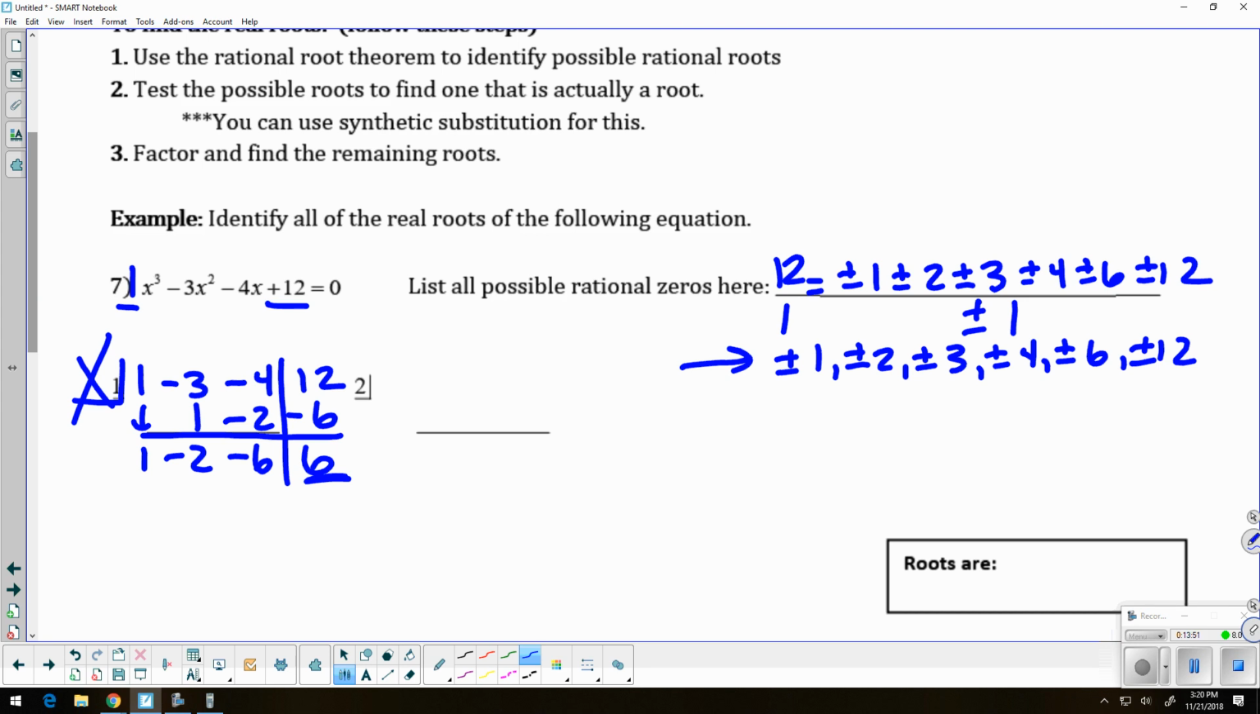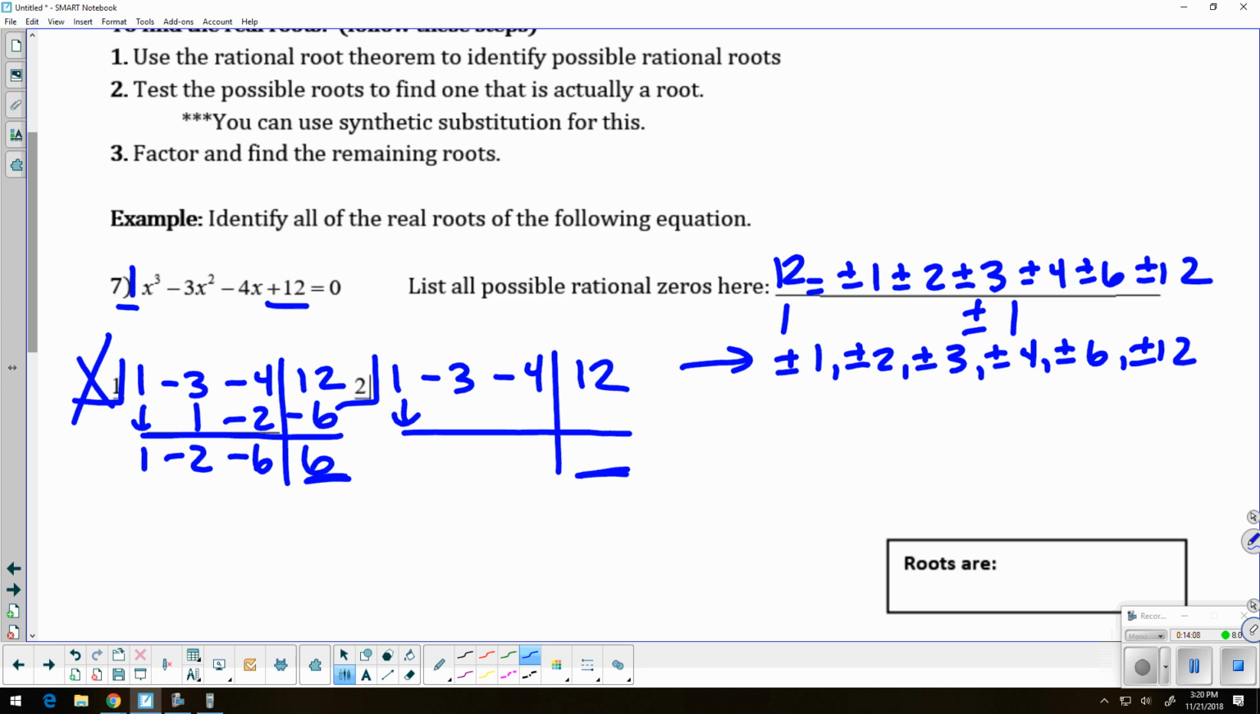So maybe you'd want to try negative 1 next, since again it's positive and negative 1, but it looks like they want us to try positive 2 now. So positive 2 is inside the box, so let's go ahead and set it up. 1, negative 3, negative 4, 12. All right, check and see again, do we get a remainder?